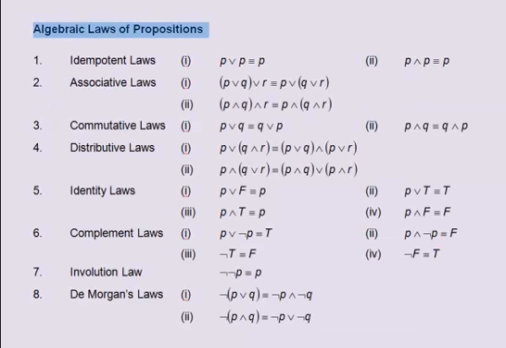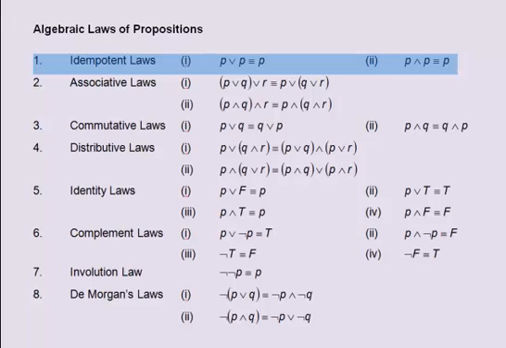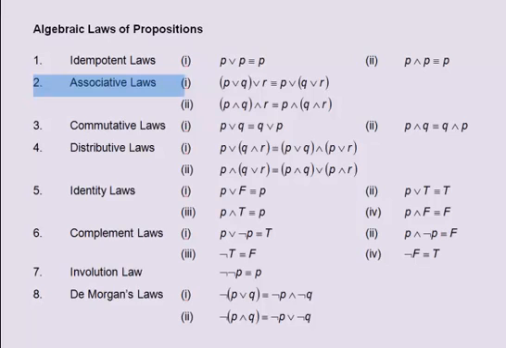Algebraic laws of propositions. 1. Idempotent laws. First, P or P is equivalent to P. Second, P and P is equivalent to P. 2. Associative laws. First, P or Q or R is equivalent to P or Q or R. Second, P and Q and R is equivalent to P and Q and R.